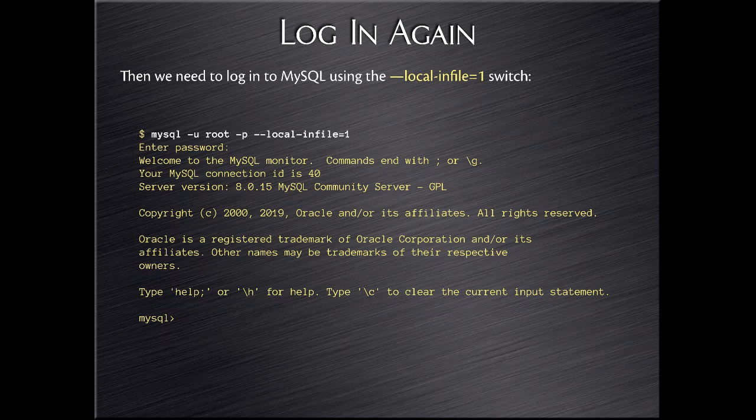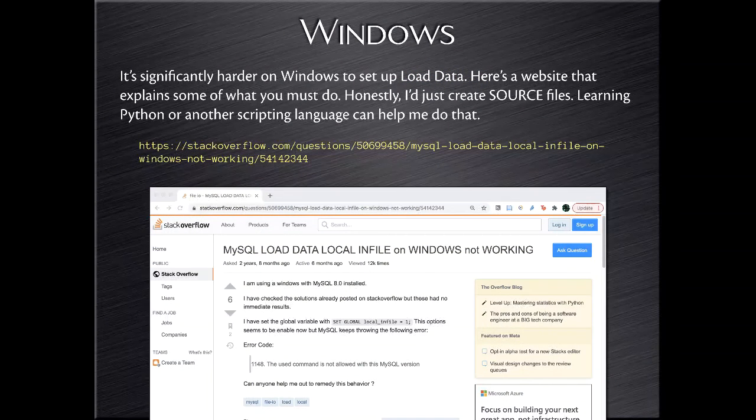Now, if you're setting up aliases or stuff like that, and you have an alias for getting into MySQL, I do, you might just want to add that to the end, especially if you're going to be working on a project where you're loading tons and tons of CSV files. Now, for Windows, to be honest, I wouldn't even go down this path. I would just create source files like we did at the beginning of this lecture, and I would probably learn Python or another scripting language like Perl or Ruby or PHP to help me create those source files, and I would just load my data this way.